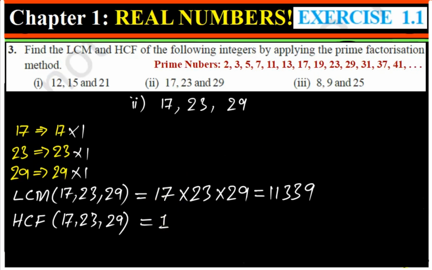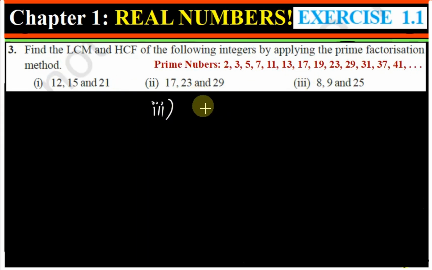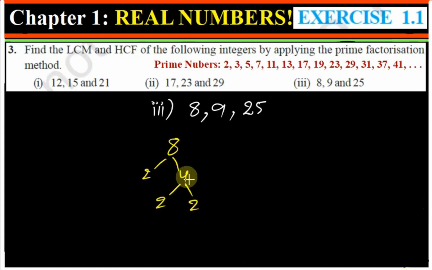Now let's see the third part. In the third part of this question, we have 8, 9 and 25. Let's write all these three numbers in the form of prime factors. First we have 8. We'll divide it by 2: 4 times 2 is 8. Again we can divide it by 2: 2 times 2 is 4. So we got prime numbers here, and we have to stop.